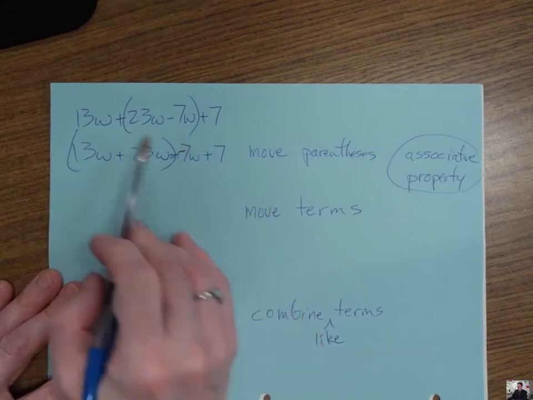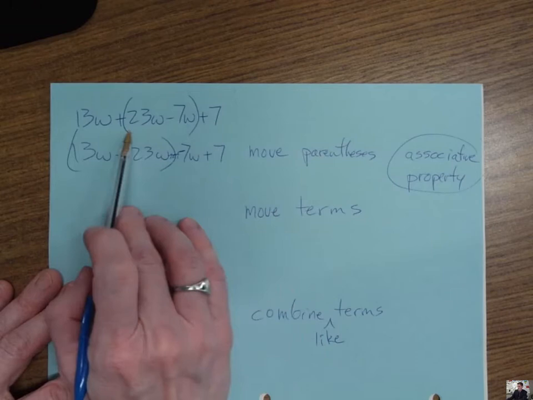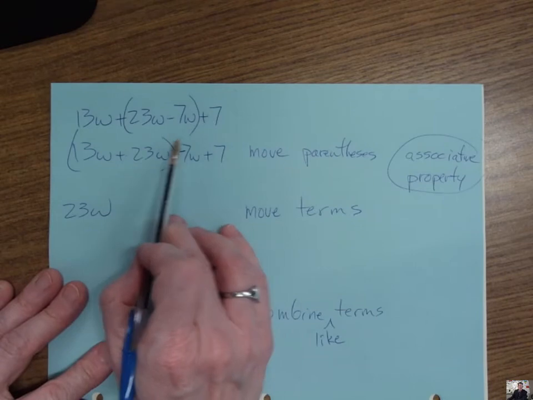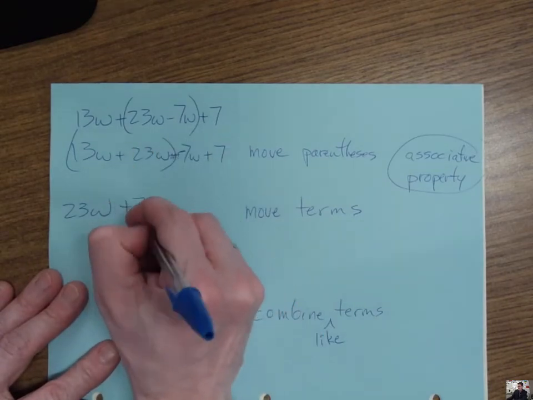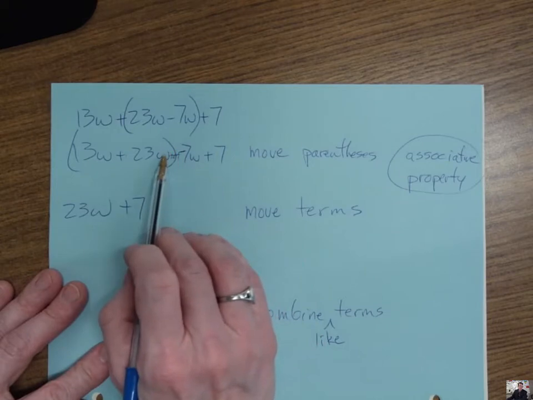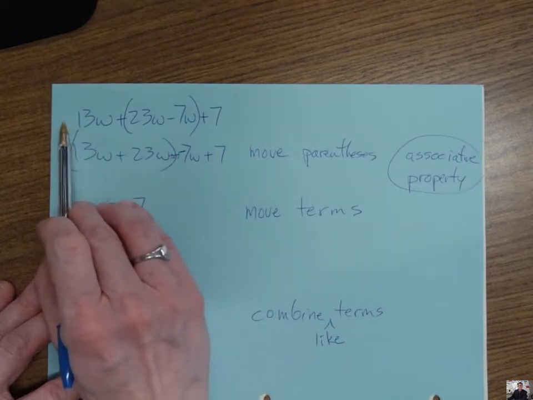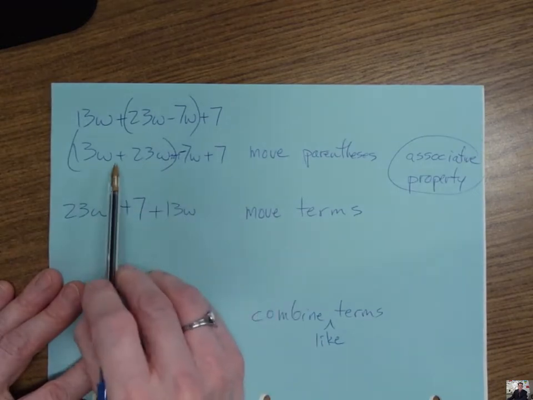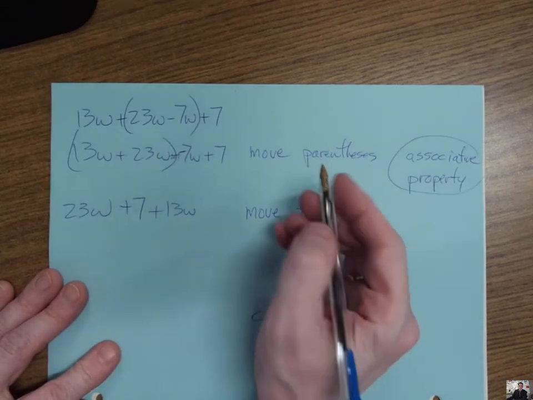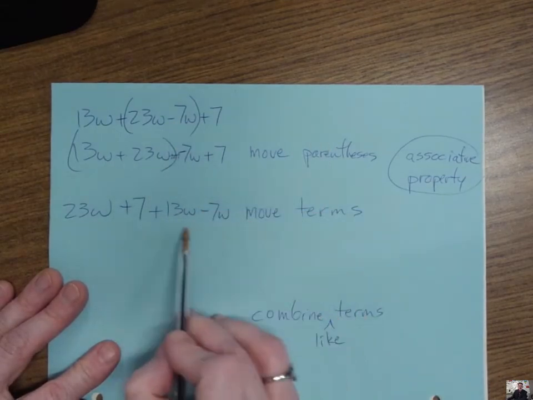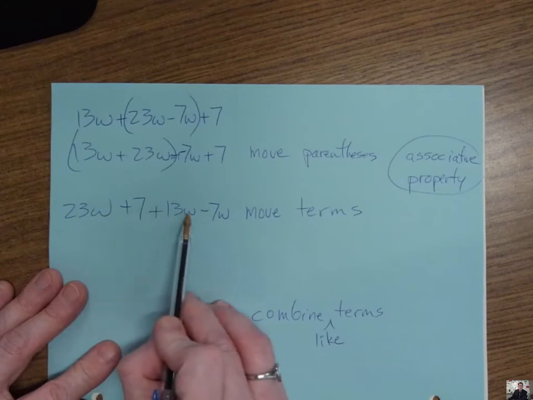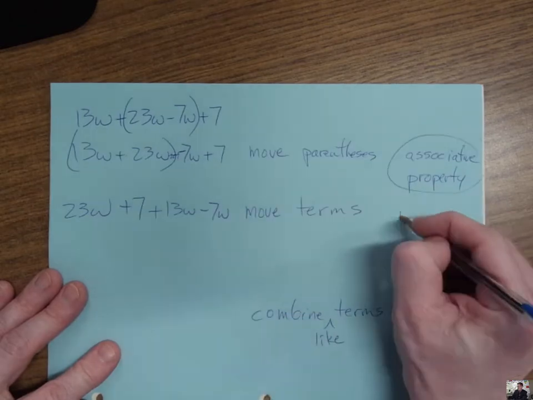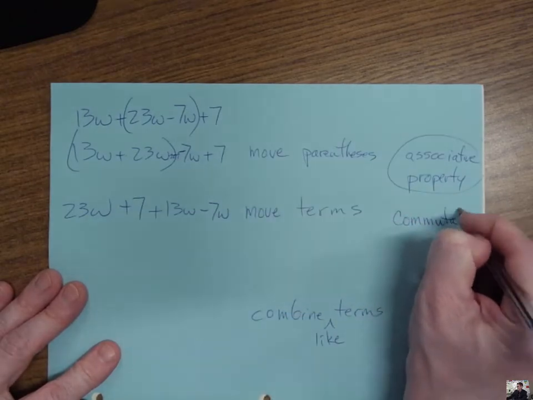You can move the terms. So on these ones right here, let's say I wanted to put the 23 first. The positive goes with it. And let's say I wanted to put the 7 next, so plus 7. This plus goes with it. Let's say I wanted to move the 13 next, and it's a positive 13, so I'll add 13. And then this minus goes with the 7W, so I'm going to minus 7W. I can move around the terms. I can write them all in a different order. As long as I keep these operations with the right number, I can move those around as well. That's called the commutative property.